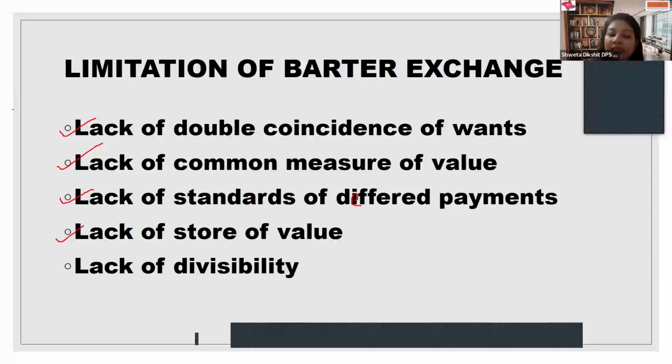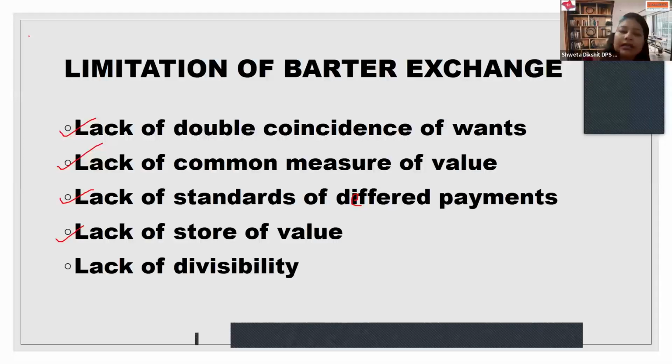Because the cow was a single commodity. It could not be exchanged with multiple commodities. And moreover, it was again not possible that a single person had those multiple commodities for the satisfaction of your need. So this lack of divisibility again became a serious challenge for the barter system. Therefore, there was the evolution of money. And money evolved in a very interesting way.